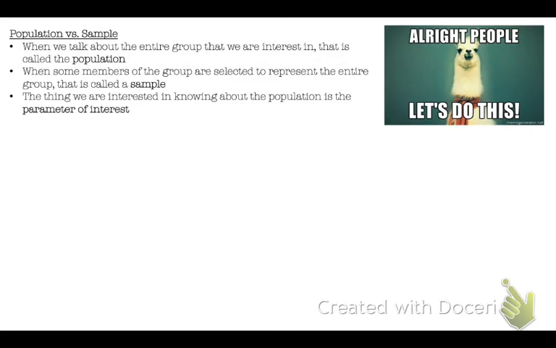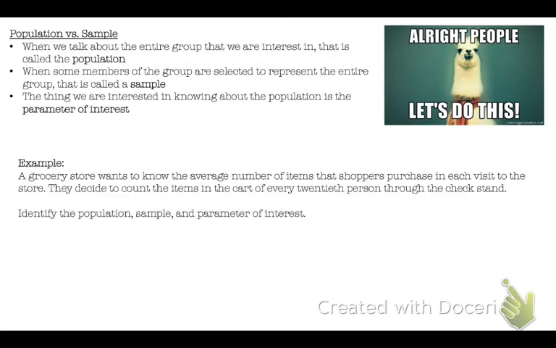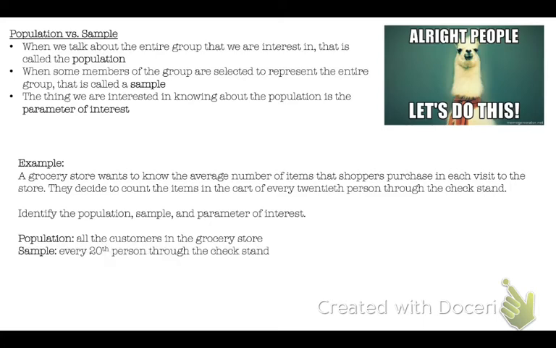Okay, let's go through some examples. A grocery store wants to know the average number of items that shoppers purchase in each visit to the store. They decide to count the items in the cart of every 20th person through the check stand. What's the population, what's the sample, and what's the parameter of interest? The population here is everyone at the grocery store, whatever customers come into the store. Our sample is every 20th person through the check stand, because we're not doing it for every person. We're just counting the number of items every 20th person has. The parameter of interest is the average number of items per customer.